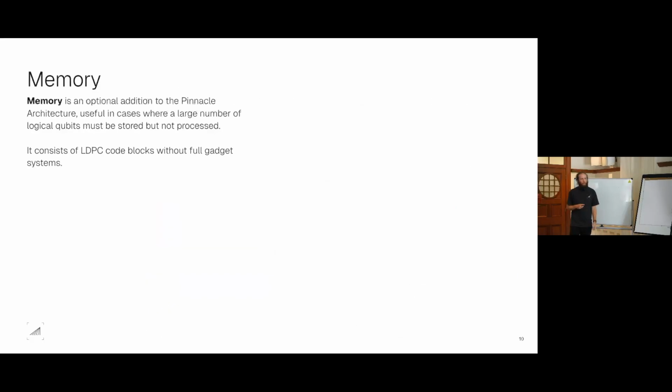All right, so there's one more module of the Pinnacle architecture I want to introduce now that I've saved till now because it's optional and because it depends a little bit on this Clifford frame cleaning, and that's this memory. Memory in this context is basically just used when we have a large number of logical qubits that we need to store coherently and perform error correction on, but we don't need to be doing a high density of logical operations on them. So in our context, it's simple enough to think of these as just LDPC code blocks where we don't equip them with a full gadget system to be able to do arbitrary logical measurements. So essentially, they're just code blocks, and you save on that overhead.